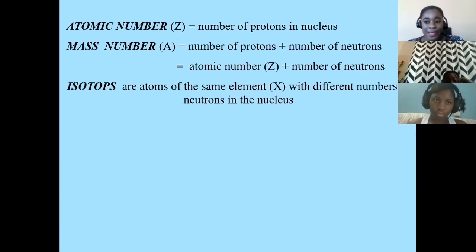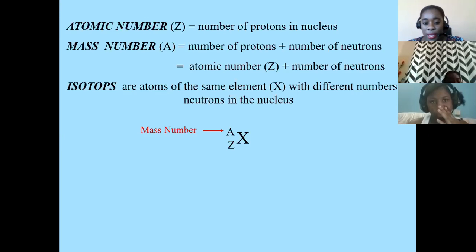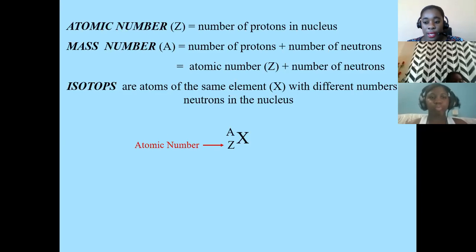Isotopes, sorry about the E missing. They are atoms of the same element X with different number of neutrons in the nucleus. So here we have it written out here. So this is the element symbol, this is the mass number A, and Z is the atomic number. So let's do that again. Element symbol is X. A is the mass number and Z is the atomic number. Okay, students?